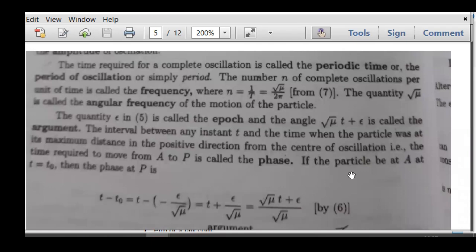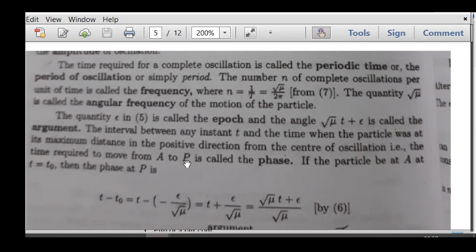So the particle starting at A, at A, what was the time? We consider it t equal to t0. Then the phase at P is t minus t0, because what is phase, as I already said? The time required to move from A to P. So it is a time. So when my particle is at P, I am considering the time to be just t. You can consider t equal to t dashed.